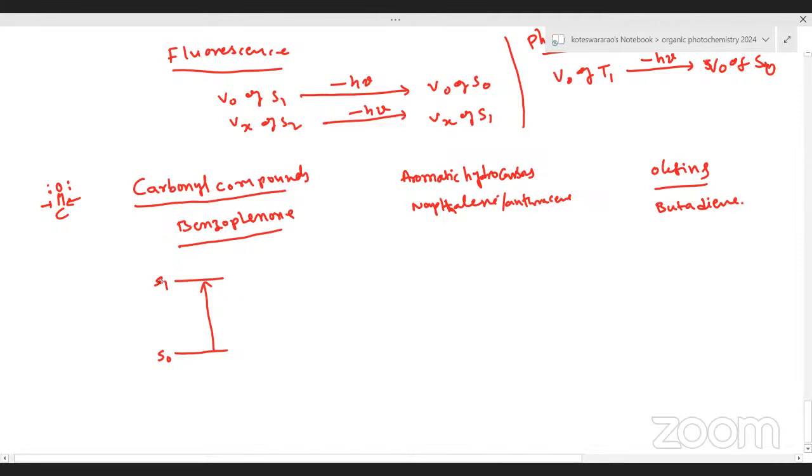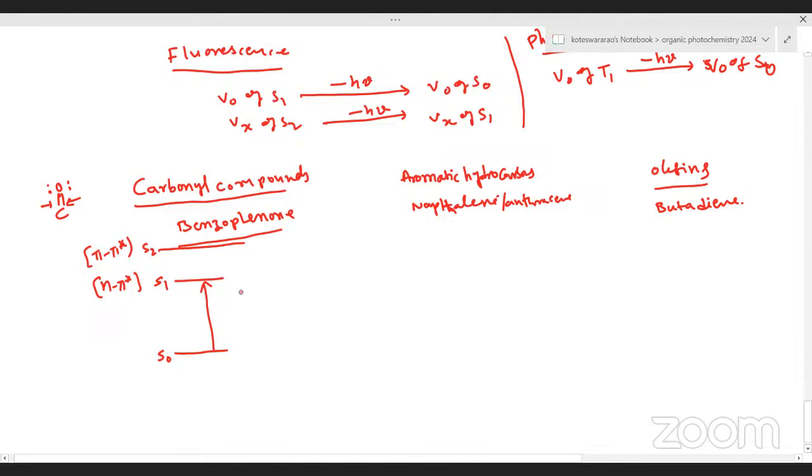What is this S1? This is n to pi star. Next, the S2 state is there. We already discussed yesterday, S2 is the pi to pi star. But whenever we provide the energy, in most cases carbonyl compounds reach the S1 position.